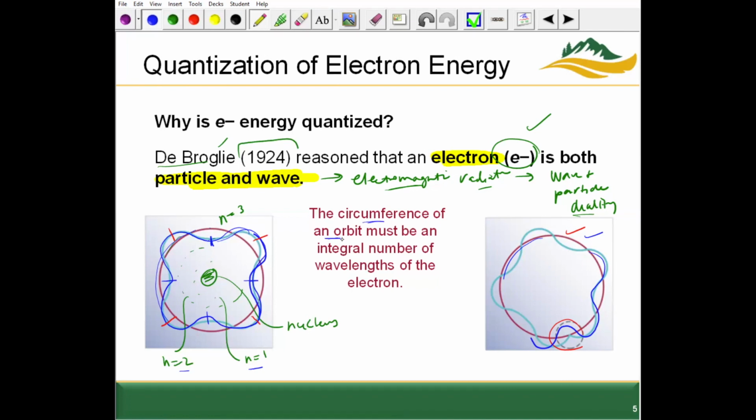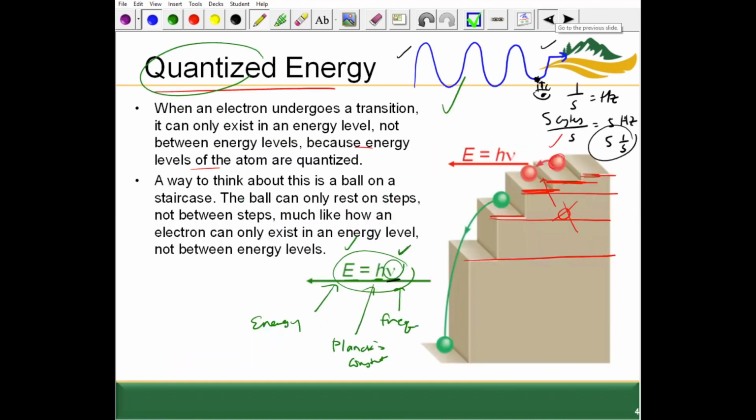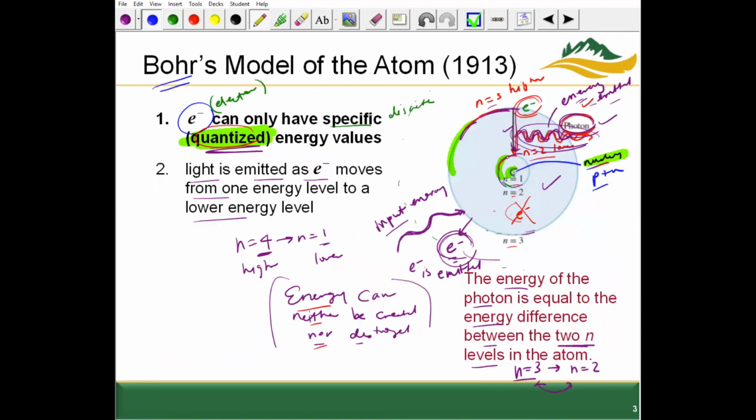So the circumference of an orbit must be an integral number of wavelengths of the electron. So this is at n equal 3. What we can also say about the electrons is this circumference of n equal 2 has to be the same. We have to have an integral number of wavelengths that that electron can pass through. Same with n equal 1, n equal 4. Any of our energy levels have to have that set circumference.